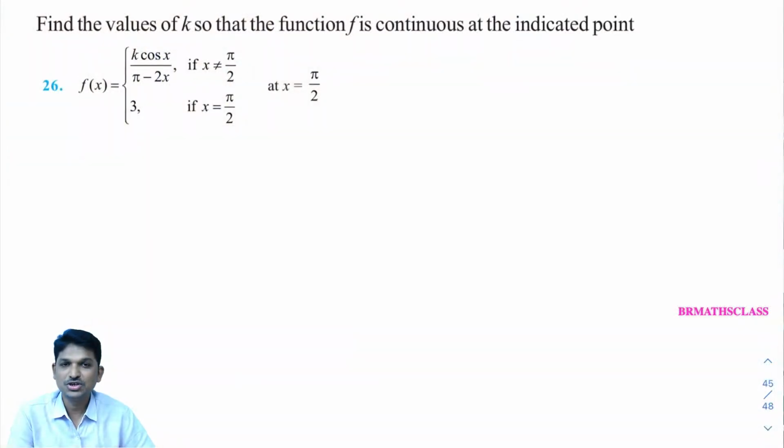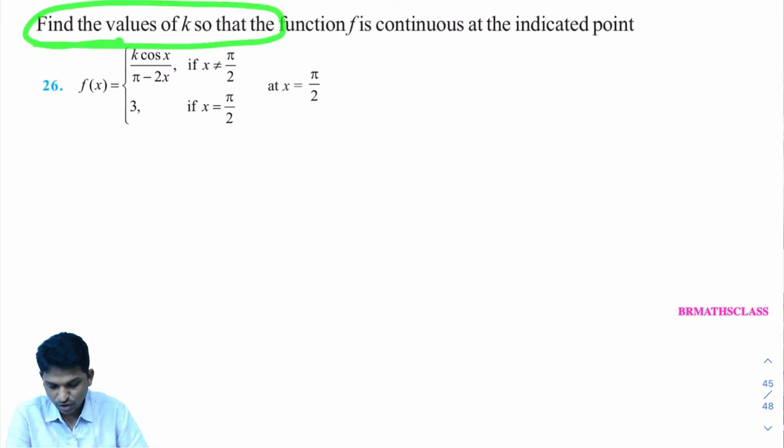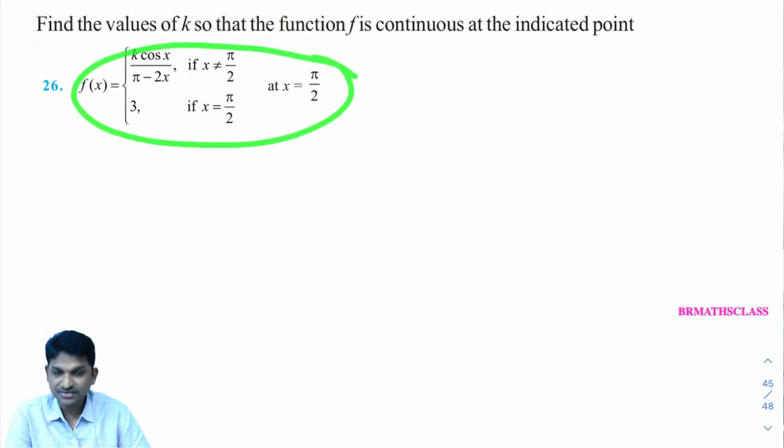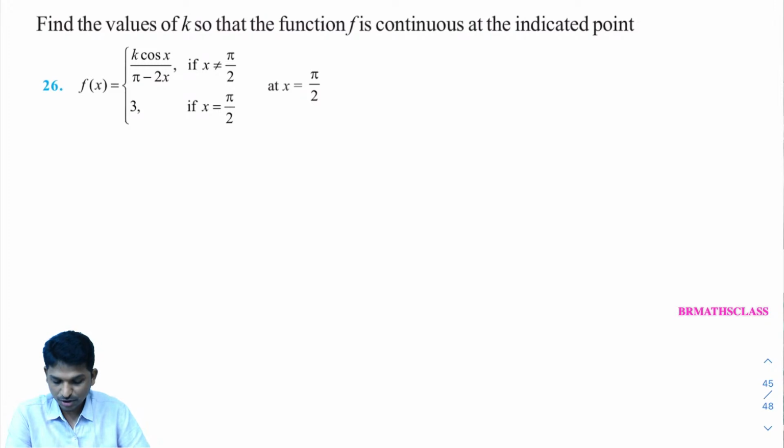You observe this question number 26. What is there in question number 26? Find the value of k such that the given function is continuous at x equal to pi by 2. Whatever problems I am going to do today, they are all like this.